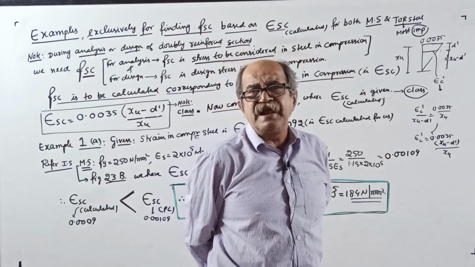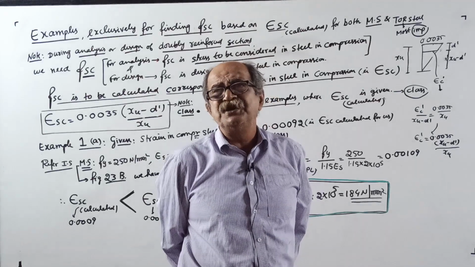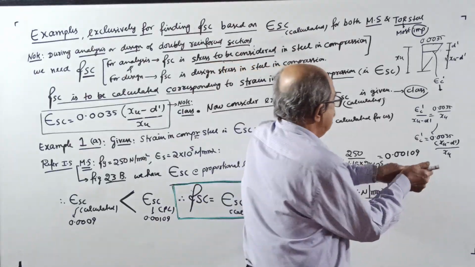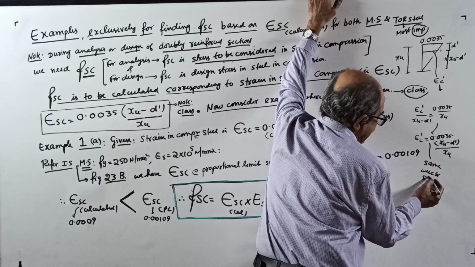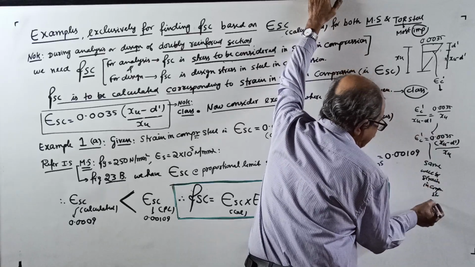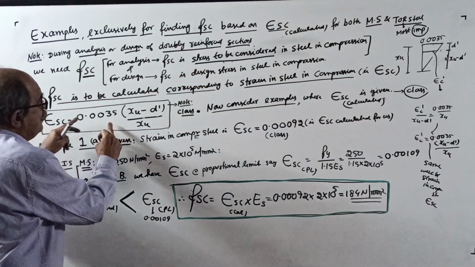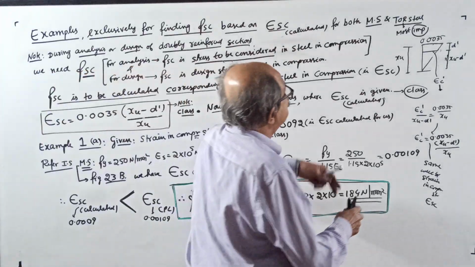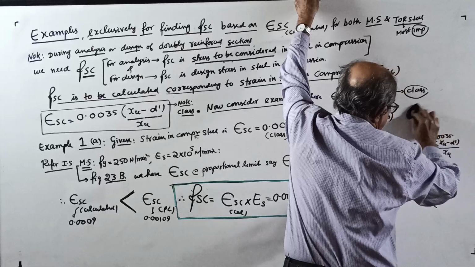Now, there is a term called strain compatibility. In the regular class, I told so many times, in a composite section, at any level, strain in both materials is the same. Therefore, you are right, the same will be the strain in compression steel. That is epsilon SC. That's how you got epsilon SC equal to 0.0035 (XU minus D dash) by XU. Later, you can take a screenshot and maintain it correctly. I have written the board in such a way that if you take a screenshot, everything will be clear.